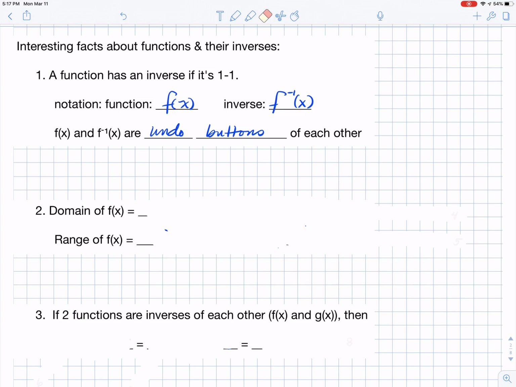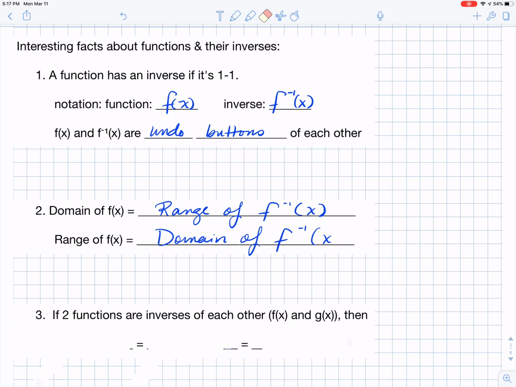Interesting fact number 2 is that the domain of the original function is going to equal the range of the inverse, and the range of the original function is going to equal the domain of the inverse.